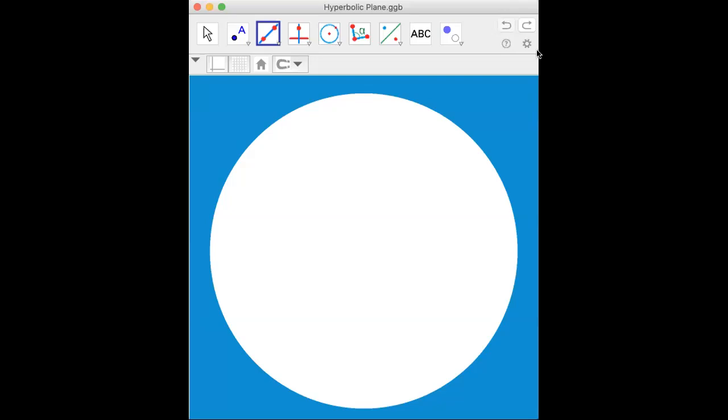Hello. I'm gonna show you there is no rectangle on hyperbolic plane. So this white circle right here is my hyperbolic plane. We're gonna go through how to construct some basic elements on hyperbolic plane, and then from that, we're gonna go to the theorem that I just told you earlier: there is no rectangle on hyperbolic plane.